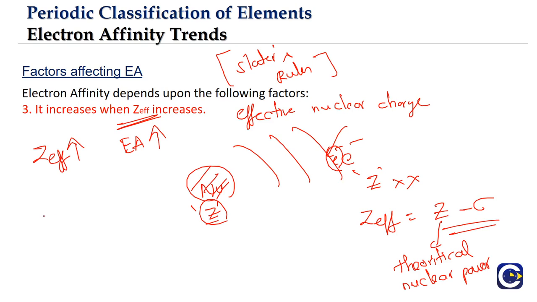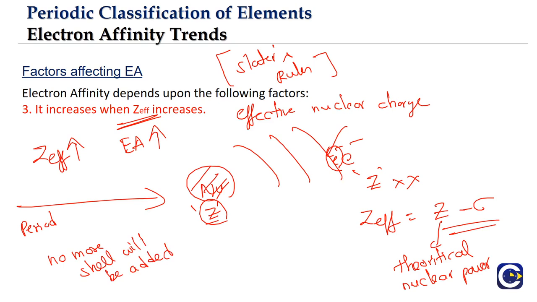Now where are we going to observe it? Typically when you move across a period from left to right, what we see is that no more shells will be added. It is the same shell. And the Z effective value across a period will be increasing. Means when you move from left to right, we will see that the electron affinity value also will be increasing.